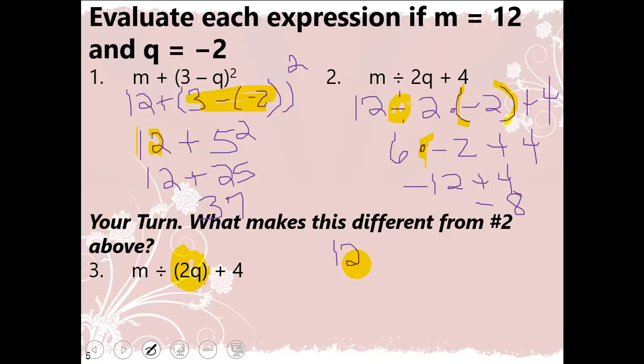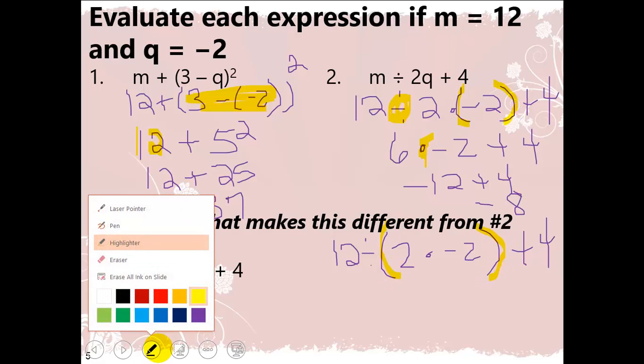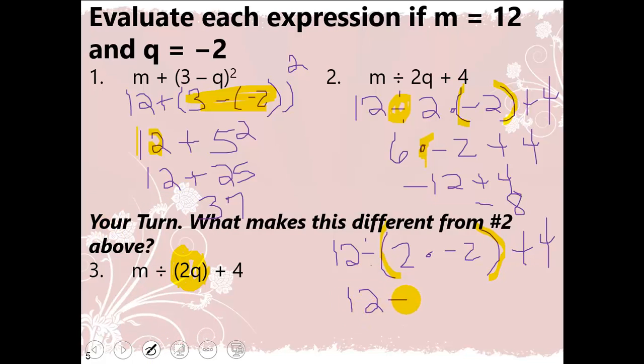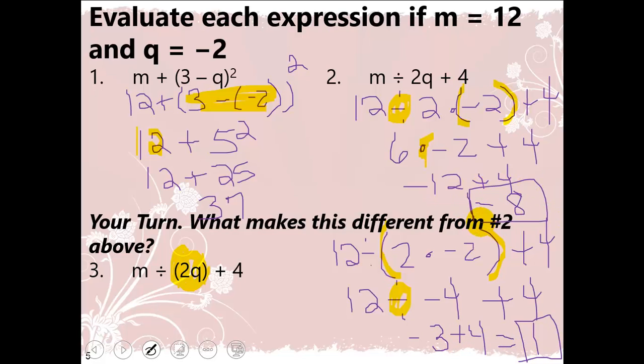So I have 12 divided by, in parentheses, 2 times negative 2 plus 4. Notice that my parentheses are now around both of these things. Okay, so I have to multiply them together first. So I get 12 divided by negative 4 plus 4. I have to do division before I do addition. So that gives me negative 3 plus 4, and that gives me 1. That is my final answer.